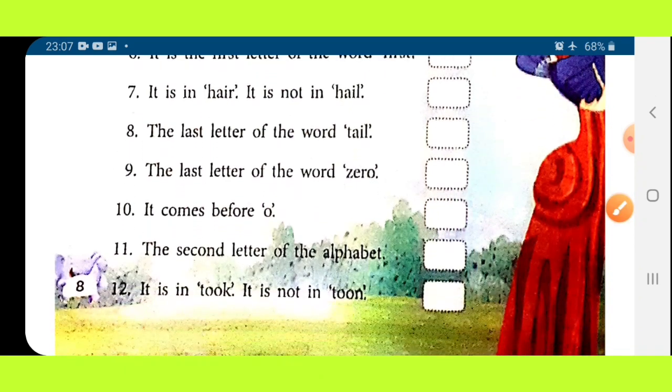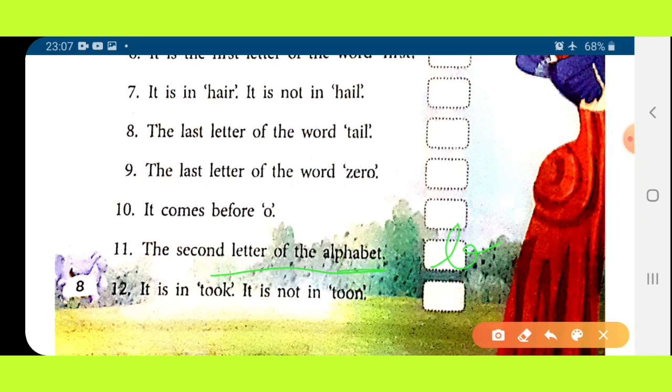Now the last, no, it's not last, it's second last, question number 11. And question number 11 is the second letter of the alphabet. Okay, tell me fast, what is the second letter in alphabet? A, B. Yes, B is the second letter. A, B, C, D. B is the second letter.